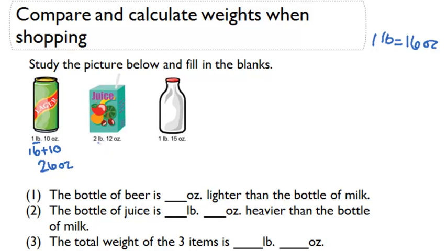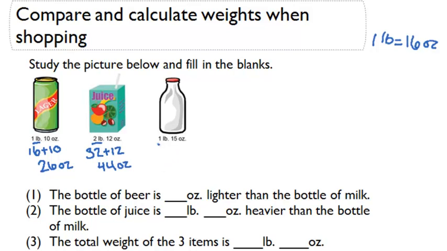Our second bottle has 2 pounds and 12 ounces. Now 2 pounds times 16 ounces for each pound would be 32 ounces. And then we have to also remember to add our 12 ounces that we already had. Now 32 plus 12 is 44 ounces in this container.